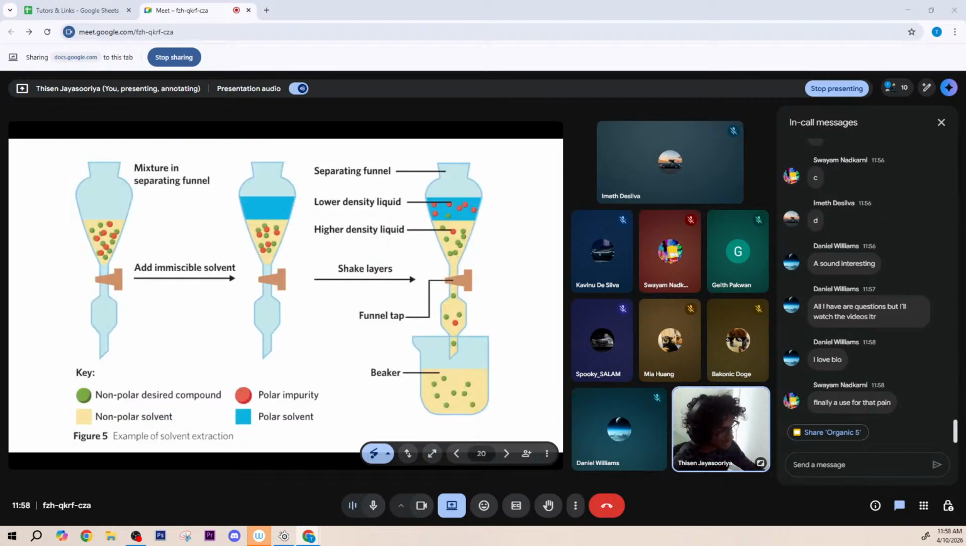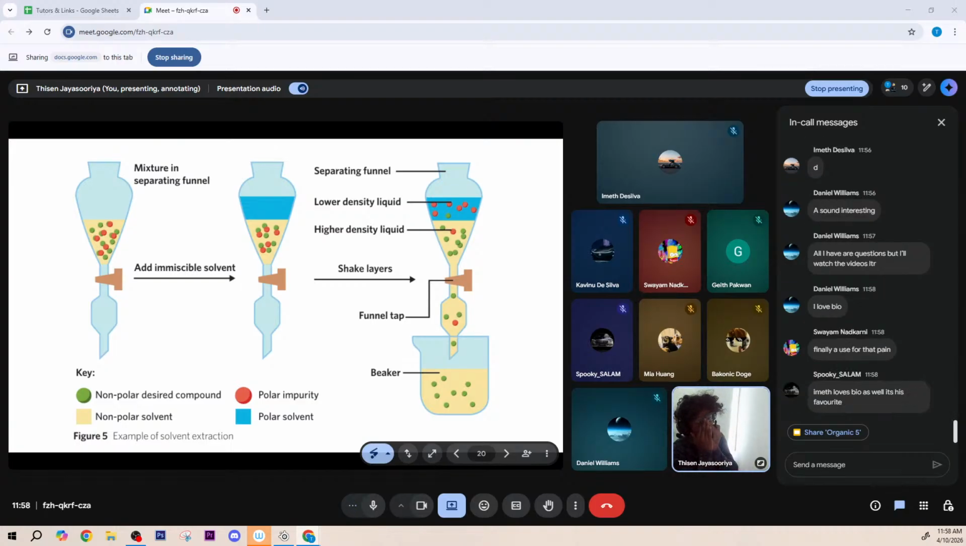So, before we start on that, we have solvent extraction, yeah? Finally a use for that paper. Okay, so here we have the solvent extraction, yeah?